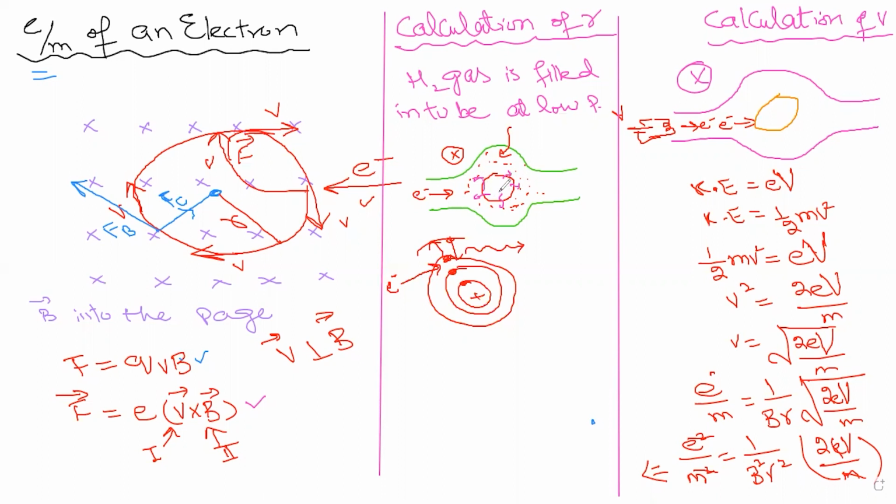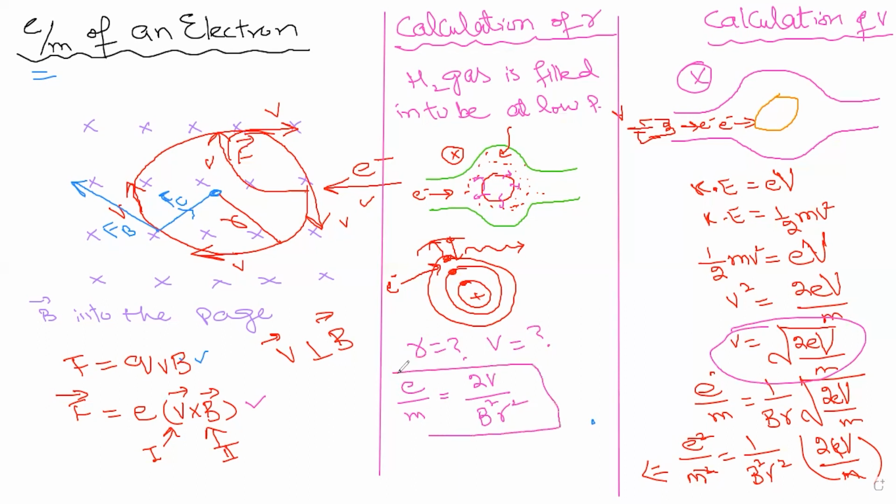It mostly appears blue. Then we can use a scale or a meter rod to calculate the radius of the circle. Now we are able to calculate the radius and also the velocity from this formula. So we can finally get the formula e by m equals V over B square and R square. We can also put the value of velocity here, R square, and the magnetic field that we applied here. By putting all of these values, we can get the charge to mass ratio of an electron.